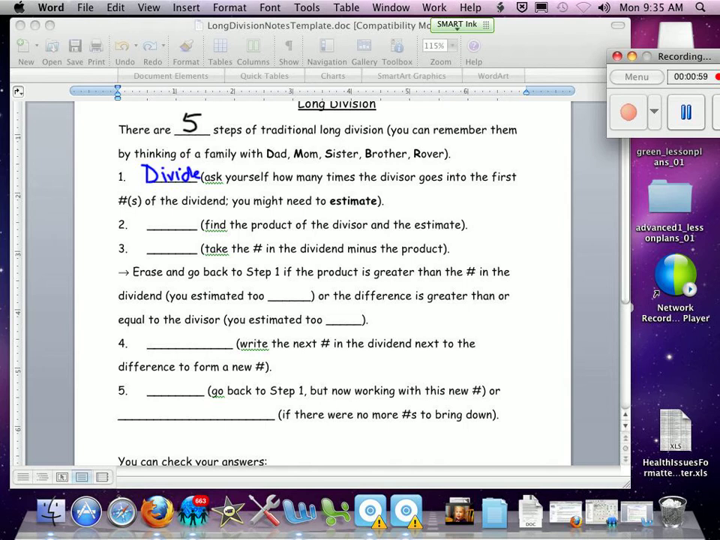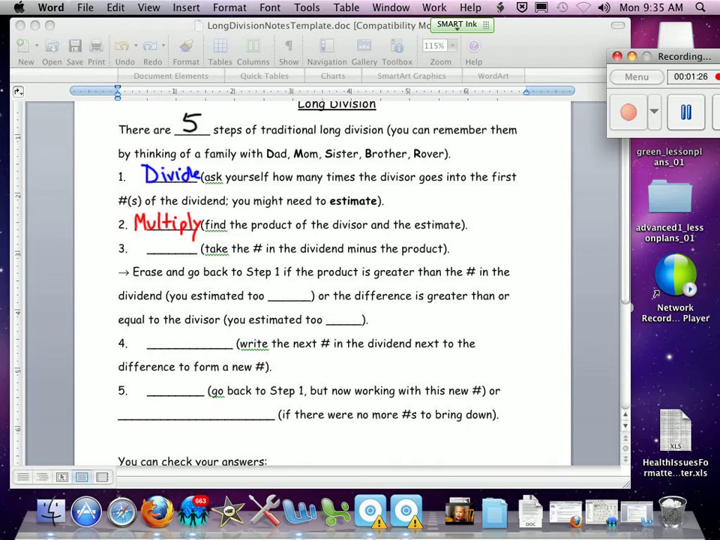Next, the mom tells you to multiply. So find the product. I'm just going to write that again. Find the product of the divisor and that estimate from step 1. A lot of times in the next step I'll refer back to something from the previous step.